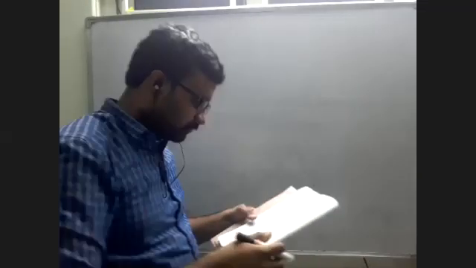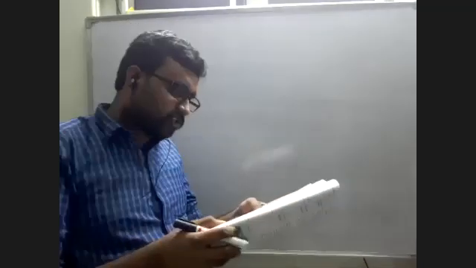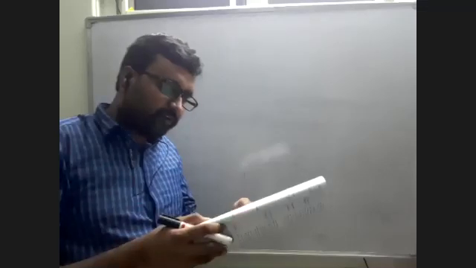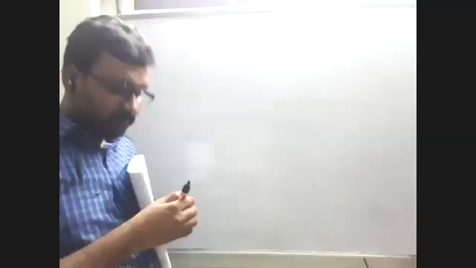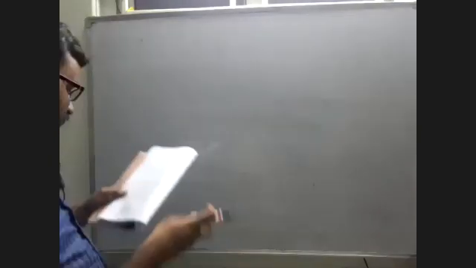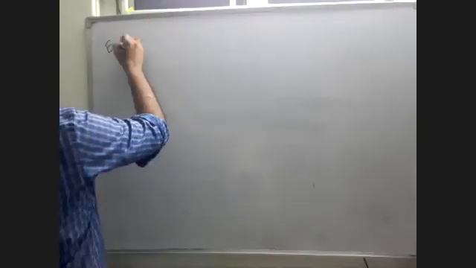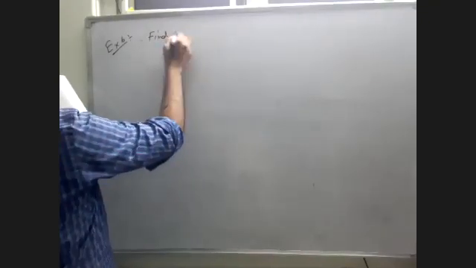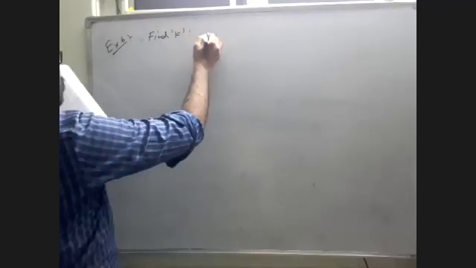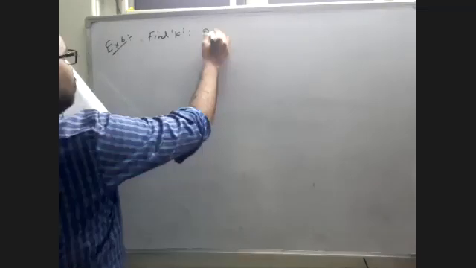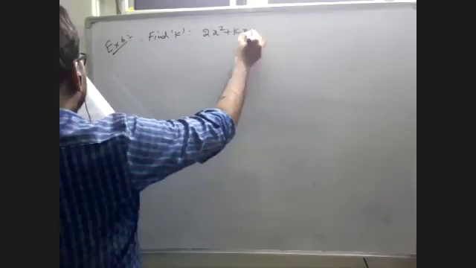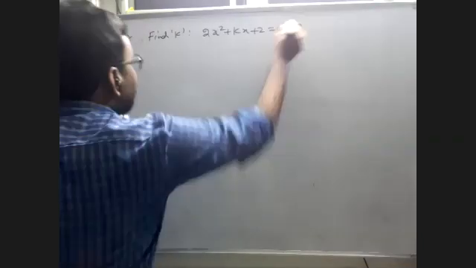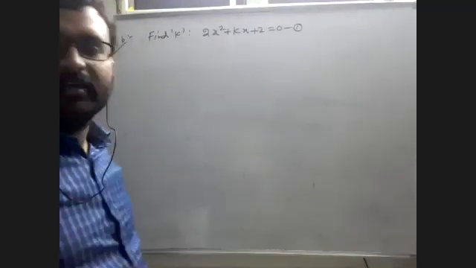Find the set of values of k for which the equation has real roots. I told you, if the question has only real roots, you have to take greater than or equal to 0. The question is, find the set of values, that is example 6. Find the set of values of k for which the quadratic equation 2x square plus kx plus 2 is equal to 0 has real roots only.